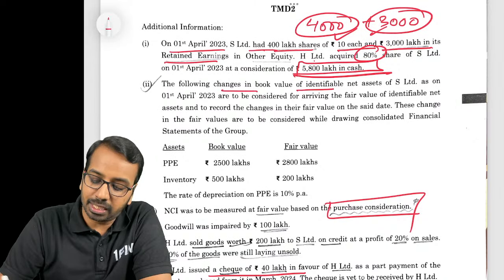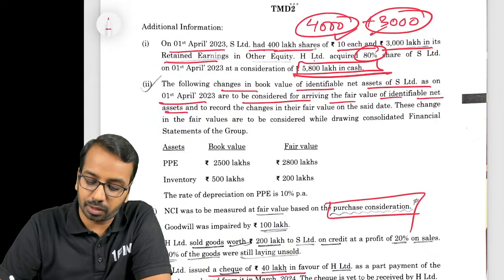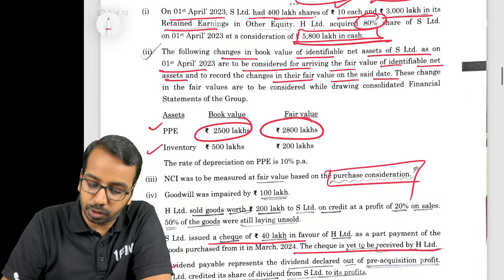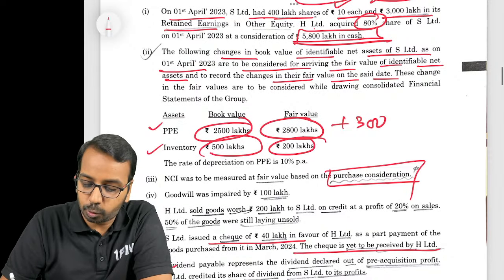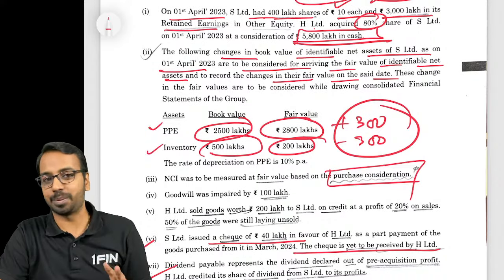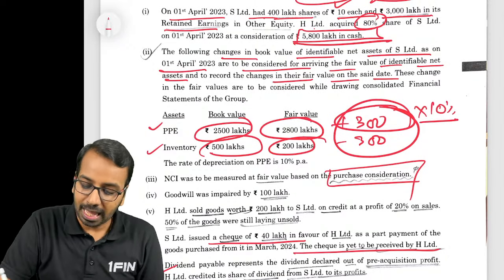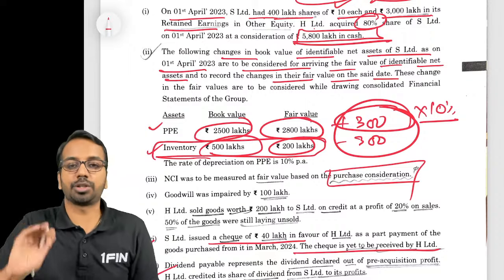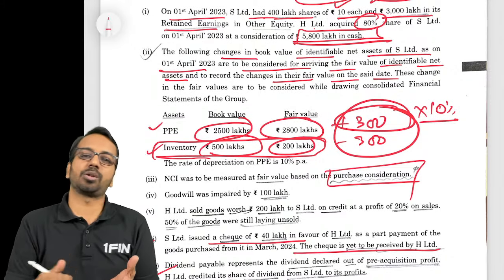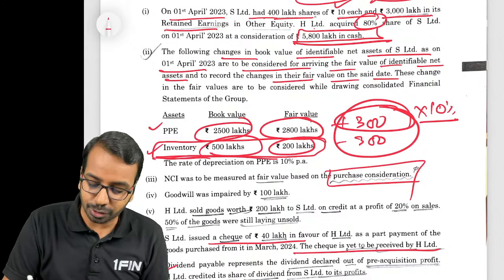Then the following changes in the identifiable net assets as on 1st April are to be considered for arriving at the fair value of net assets and to record the changes in the fair value on the date. If you see PPE and inventory: 2,500 to 2,800, plus 300; 500 to 200, minus 300. So the net impact of fair value changes is 0, but you have to definitely present it. Then on this 300 you have to charge 10% extra depreciation for the year. And about this inventory, there is nothing given in the question. They have not said whether this inventory is sold or not sold. So we'll go with the assumption that it has not been sold. If you have taken the assumption that it has been sold, then also it is okay. But because nothing has been given, we'll assume that this is not sold.